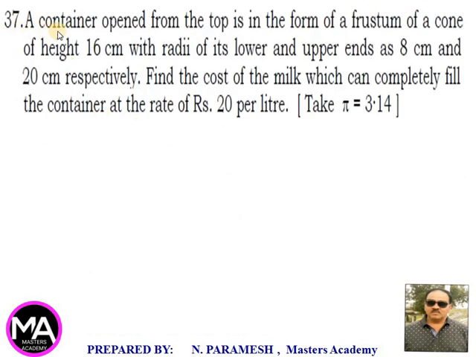37th question. A container opened from the top is in the form of a frustum of a cone of height 16 centimeter with radii of its lower and upper end as 8 centimeter and 20 centimeter respectively. Find the cost of the milk which can completely fill the container at the rate of rupees 20 per liter. Take pi is equal to 3.14.